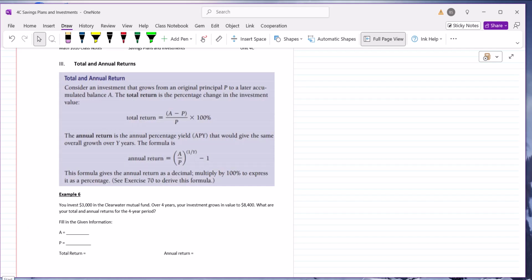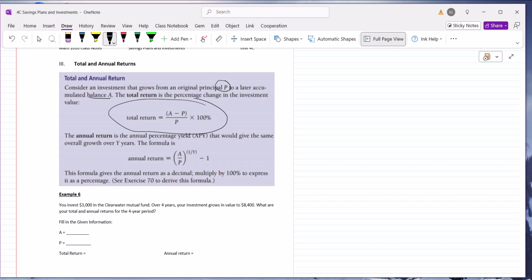So the idea is a total return: if you have an investment and you have an original principal that accumulates to some amount, the total return is just found by doing this formula. And you guys have seen this formula before. That really is the relative rate of change formula. So you're taking the amount minus the principal, divided by the principal. The times 100 just moves the decimal to the right, so it changes it to a percentage.